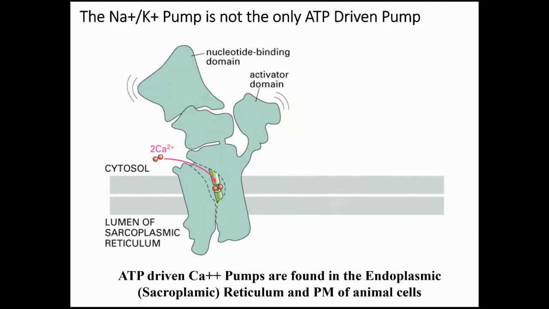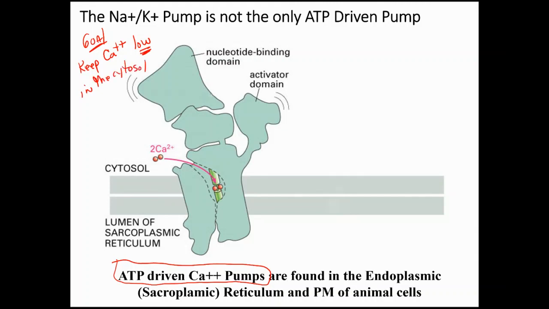Okay, the sodium potassium pump is not the only ATP-driven pump. Another very famous ATP-driven pump would be the ATP-driven calcium pumps, found, for example, in the endoplasmic reticulum and also the plasma membrane of animal cells. These ATP-driven calcium pumps are very important for keeping calcium levels in the cytosol low. The goal of these guys is to keep calcium levels low in the cytosol.